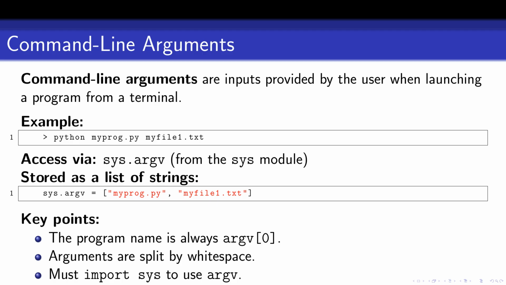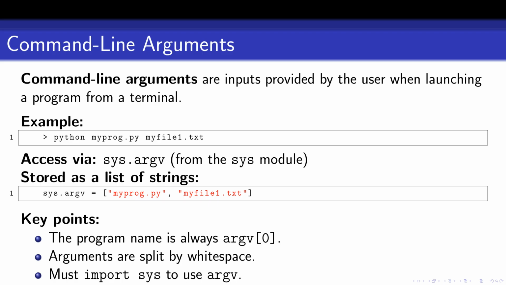As your Python programs grow beyond basic scripts, you may need to work with command line arguments. These are inputs the user provides when launching the program from a terminal, and they're accessed through the sys.argv list. The first element, sys.argv of 0, is always the program's file name, and any additional inputs are stored as strings in the remaining positions. To use this feature, you'll need to import the sys module.